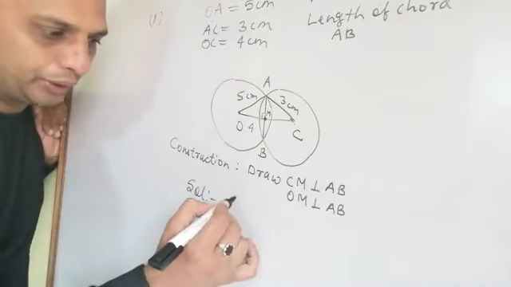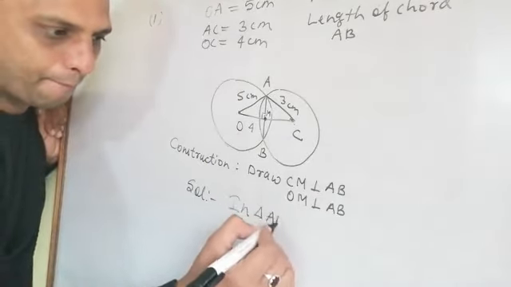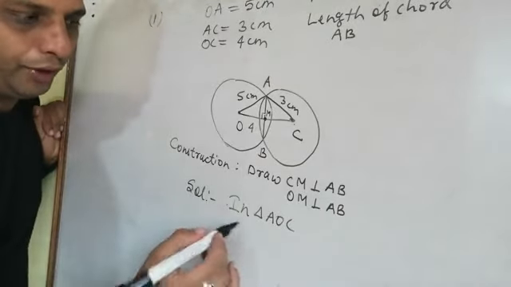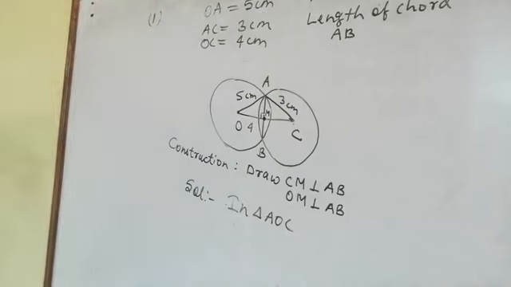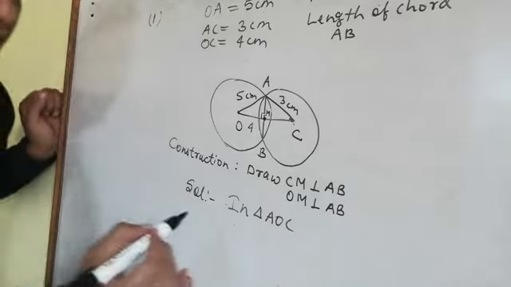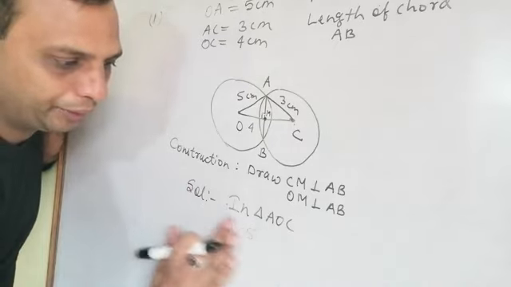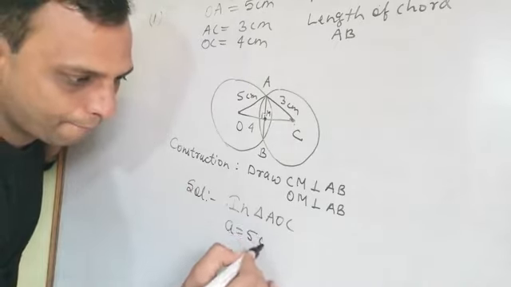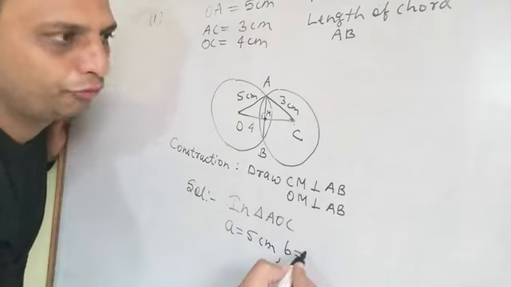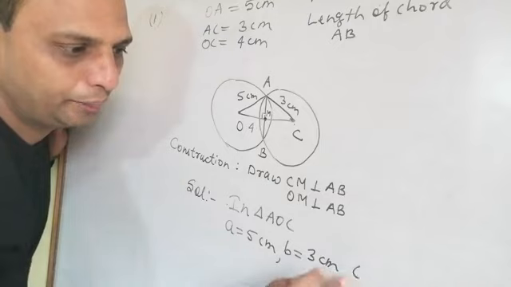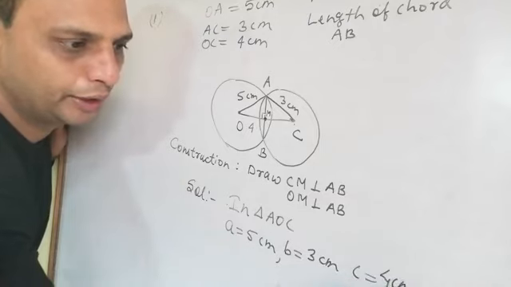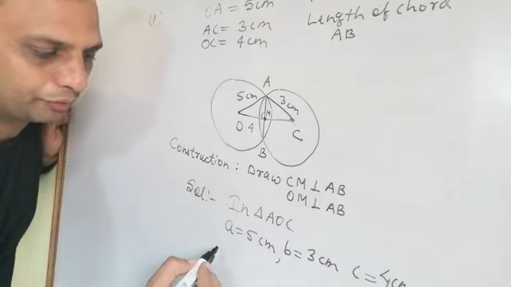In triangle AOC we have the three sides 5, 3, 4. So by using Heron's formula, we can find the area of triangle ABC. One side is 5, one side is 3, one side is 4. A will be 5 centimeter, B will be 3 centimeter, and C will be 4 centimeter. So here we can apply Heron's formula.